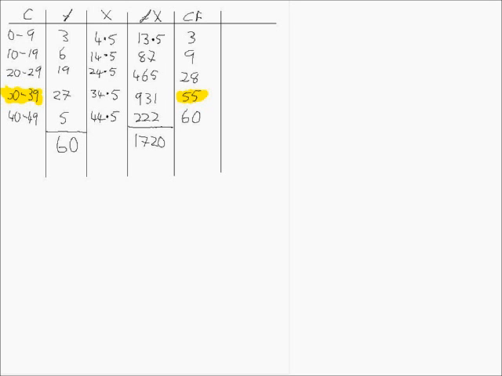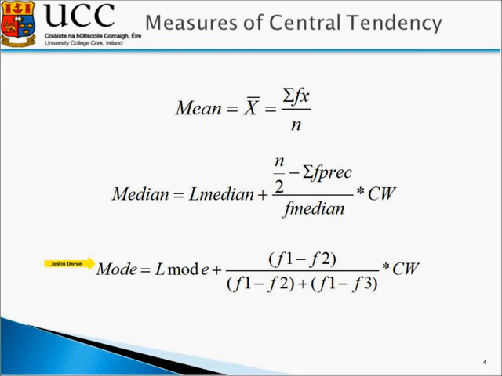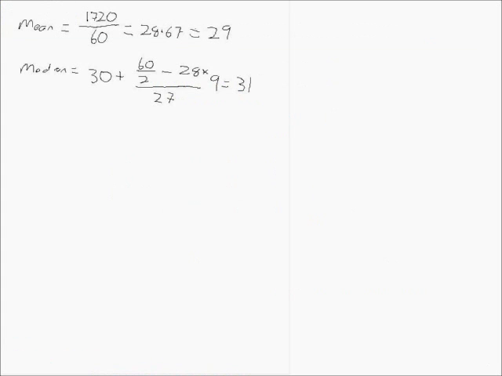So we can now calculate our mode using our formula. Our formula is applied where F1 is the frequency in the modal category, F2 is the frequency preceding the modal category, and F3 is the frequency after the modal category. All other values are as defined before. So let's calculate out our mode value.